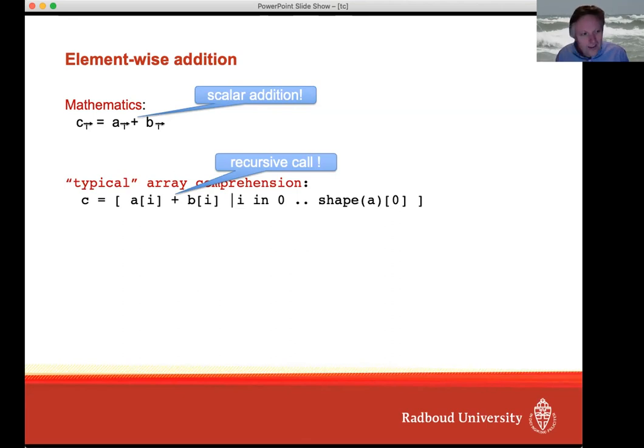Now, in SAC, one of our goals is productivity of the programmer. This is absolutely in the foreground of the things that we do. So one of the things that we very early on adopted is the idea of shape polymorphism, that you can define functions that operate on arbitrary shapes. So we would like to be able to express this.